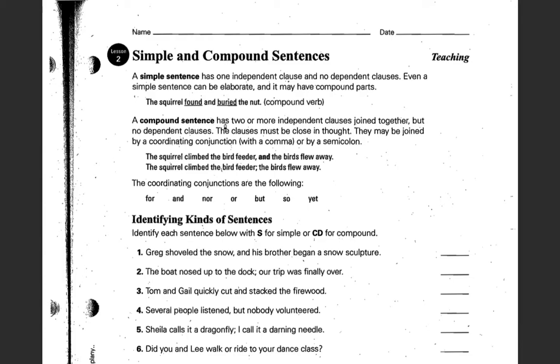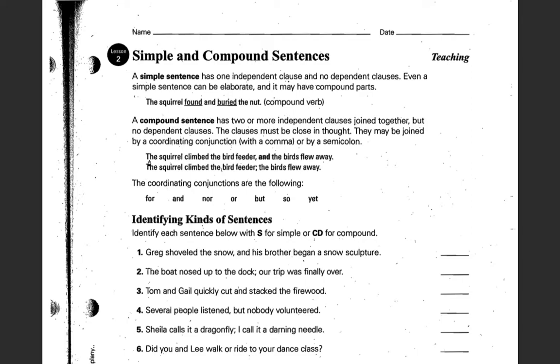A compound sentence has two or more independent clauses joined together, but no dependent clauses. So as we noticed here, a simple sentence has one independent clause, whereas a compound sentence has two or more independent clauses. Okay, they may be joined by a coordinating conjunction with a comma or by a semicolon. So in order to join the two independent clauses, I need to use either a conjunction with a comma or a semicolon, just like these examples here.